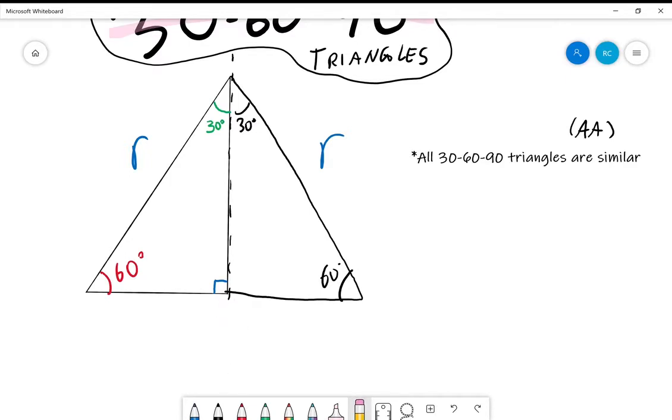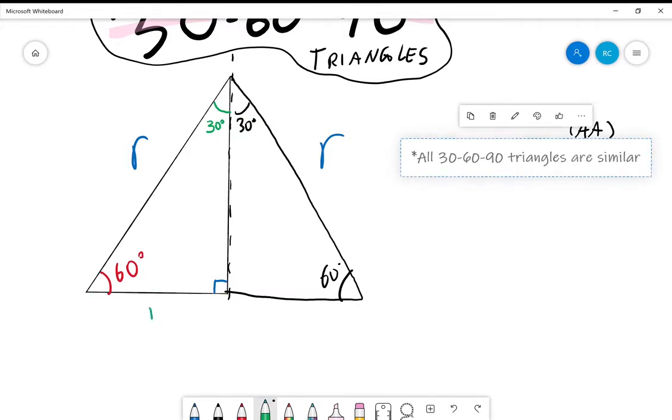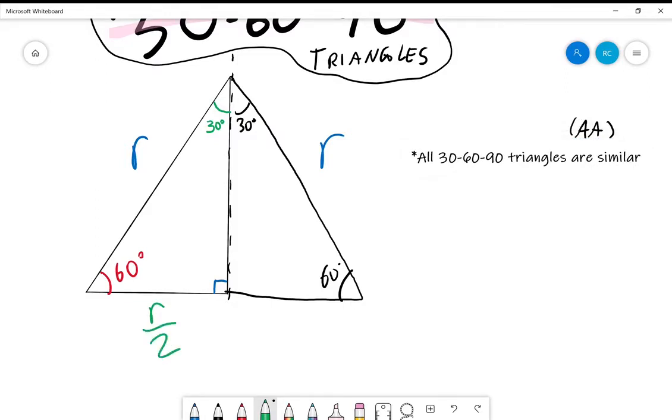So hopefully you can see that this side right here, across from the 30-degree angle, is R divided by 2, or you could call it 1/2 R. Those are the same. I am in fact going to use 1/2 R, but it's really the same thing. 1/2 R, R over 2, they're the same. Which would incidentally make this side 1/2 R as well, so that the two bottom sides add up to R. That makes sense. At least I hope it makes sense. You tell me.